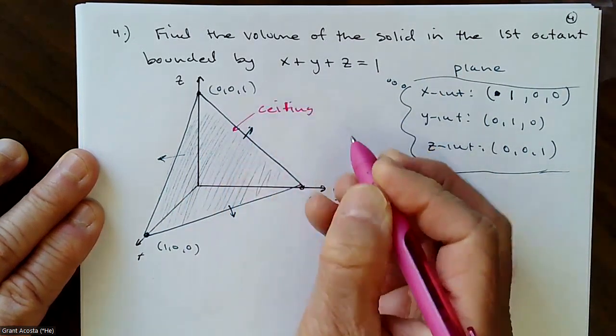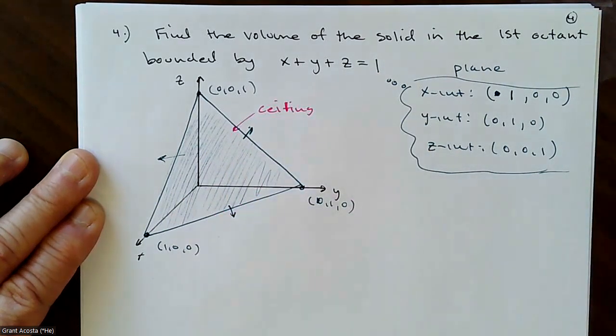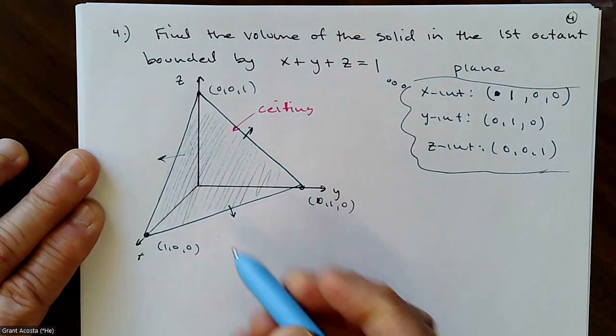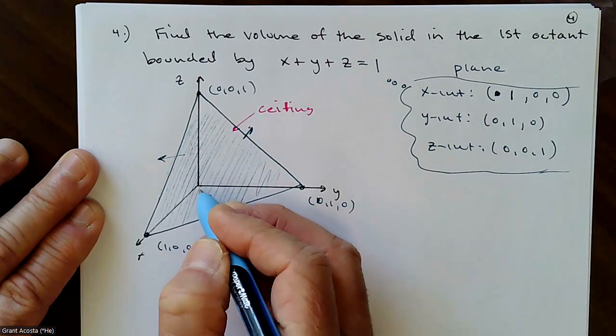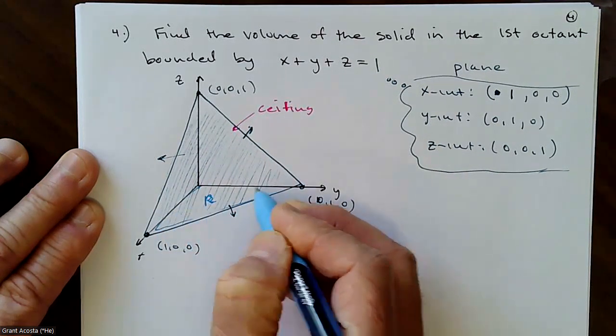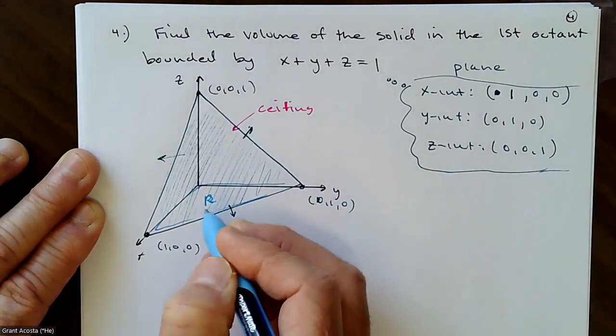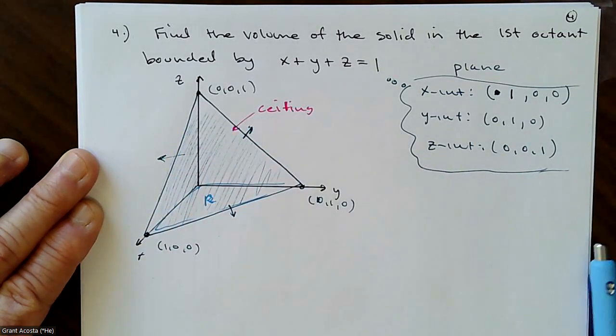There we go. And the floor of the room is this bottom triangle right here. This is what we call R. That's this bottom triangle here. That's the ceiling, that's the floor, and you've got some walls there.